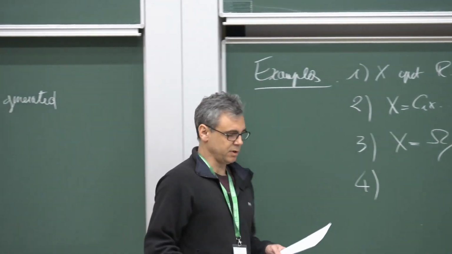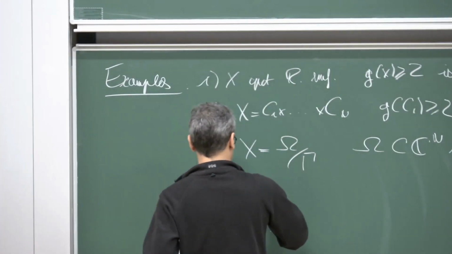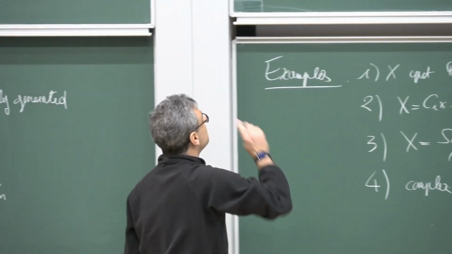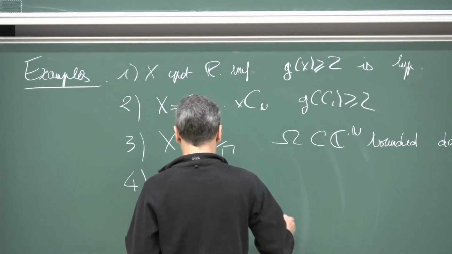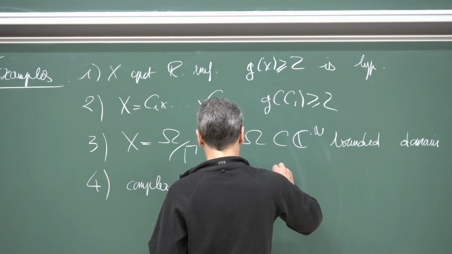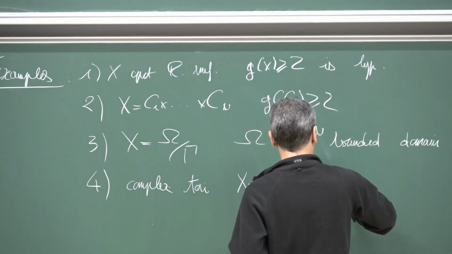It's also important somehow to give non-examples. So, for example, the generalization of the elliptic curves, genus 1 curves, are all complex tori. They are certainly not hyperbolic.